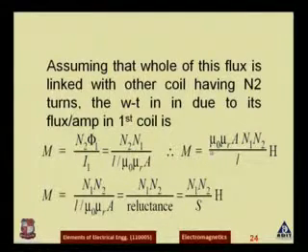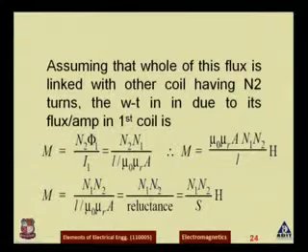Again, if we simplify it, then mu naught mu r can be put at the numerator. So it will be mu naught mu r into A into N1 N2 divided by L Henry. Or in another notation, we can write M is equal to N1 into N2 divided by L divided by mu naught mu r into A.